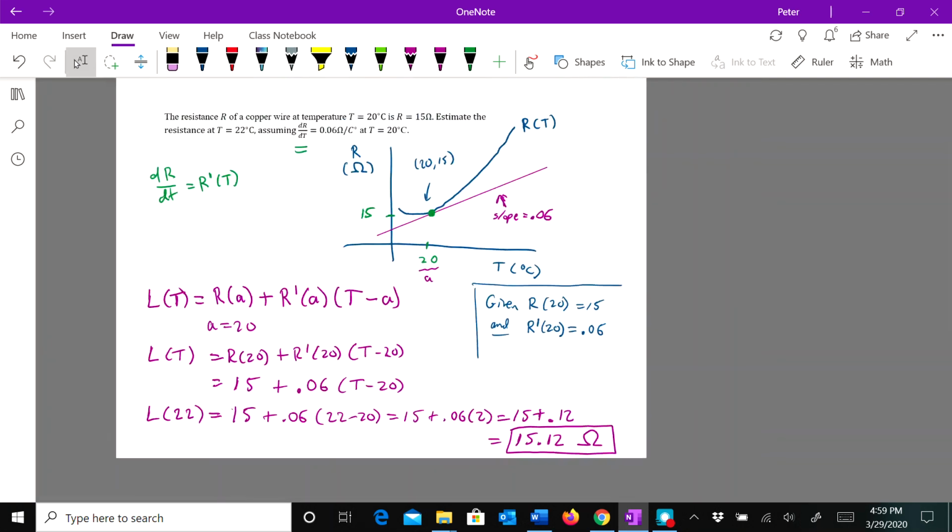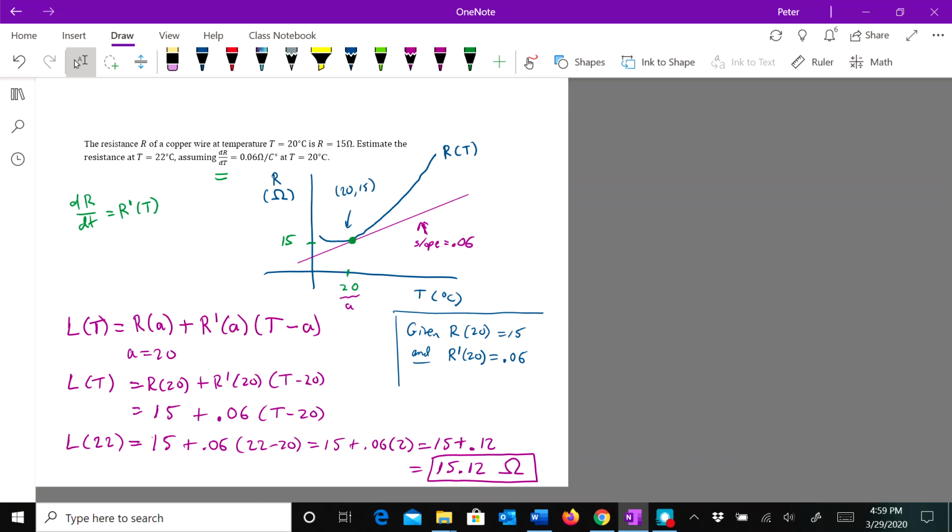Okay, so anyway, these are the three problems I wanted to demonstrate. Hopefully this helps a little bit with the topic of linear approximation.